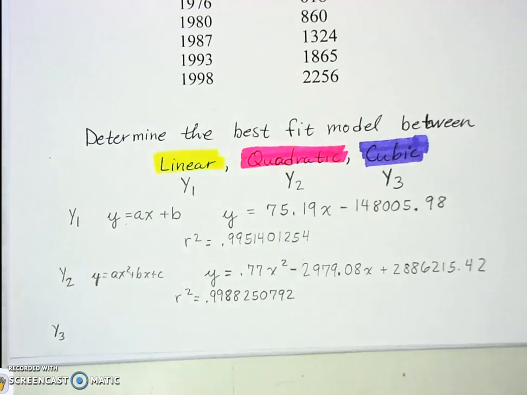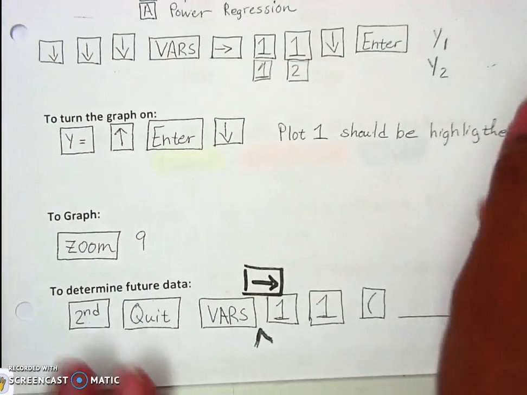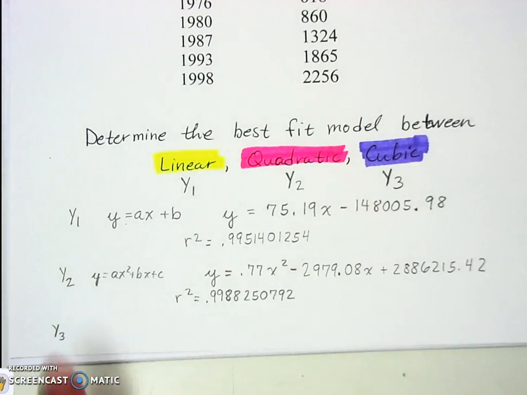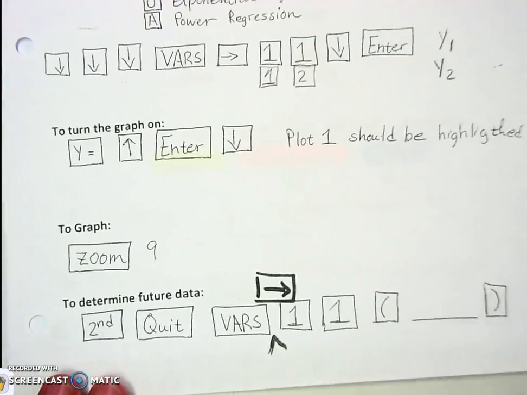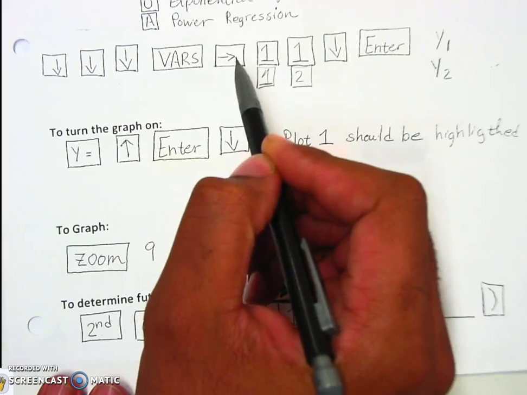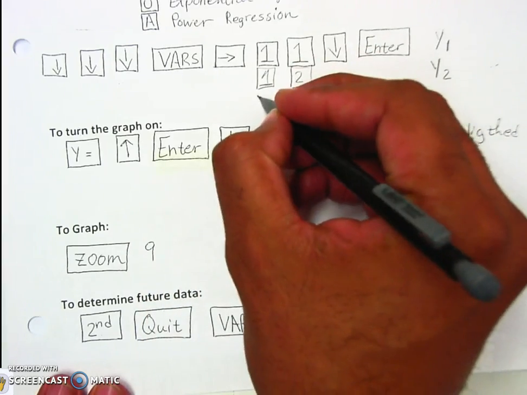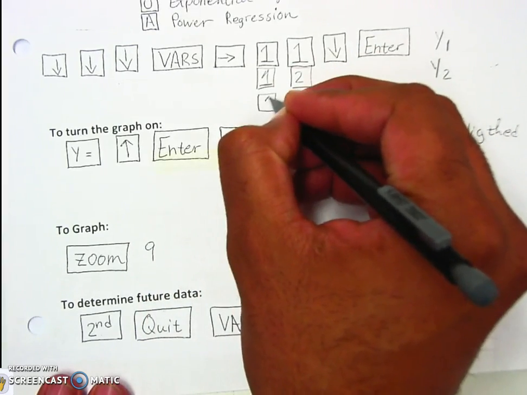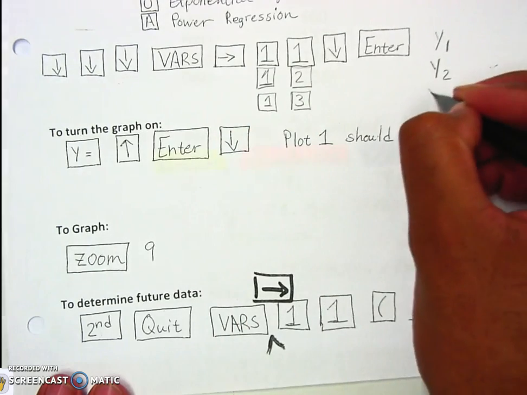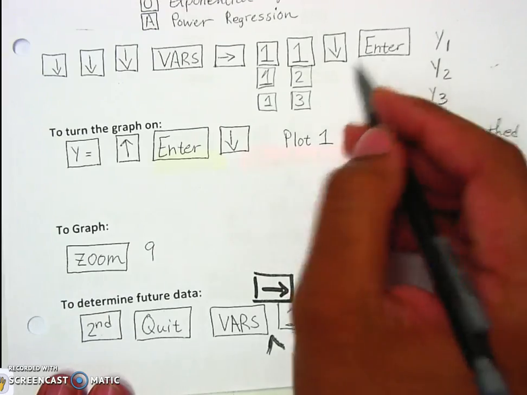Alright, so again here, we're going to do the same thing we just did for quadratic. But this time we're going to use, like we said here, cubic is y3. So when we do our work here, again, we're going to go down, down, down, vars to the right. But this time we're going to do 1, 3. So that way we have y3. And then down and enter.